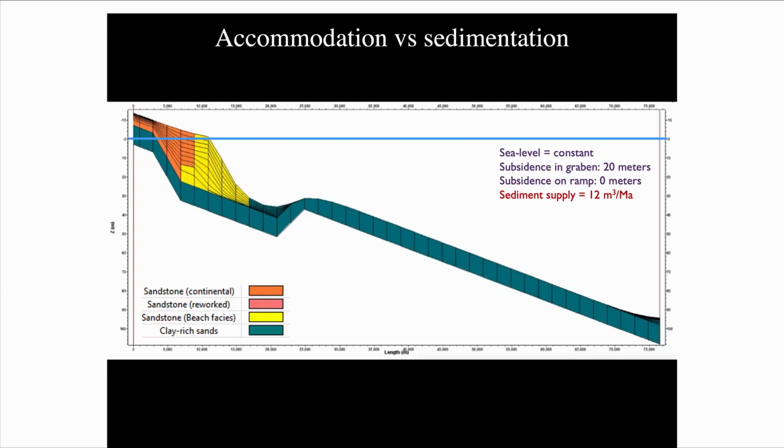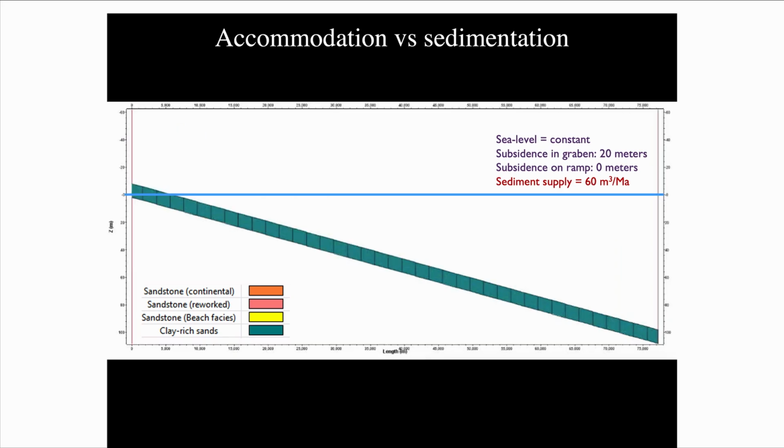So that's perhaps the first lesson here about these differential subsidence models, is that when you look at a real example of a margin, especially a tectonically active margin, it's more complicated because sediment flux can be captured by areas of high subsidence. You can create mini basin catchment of sediments. So now let's look at a case where the sediment supply is higher than 12 cubic meter per million year.